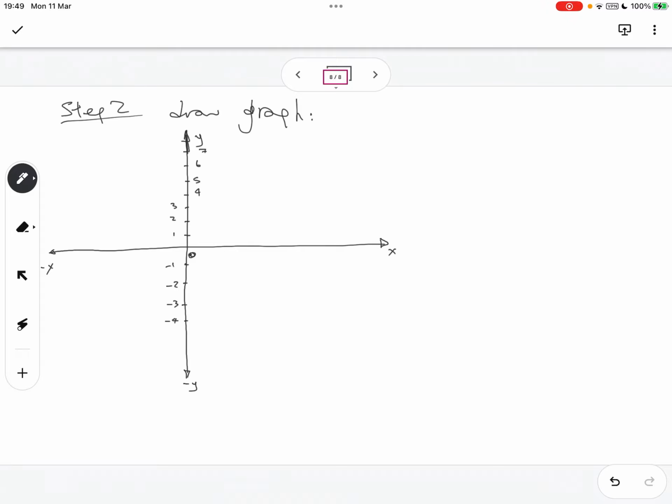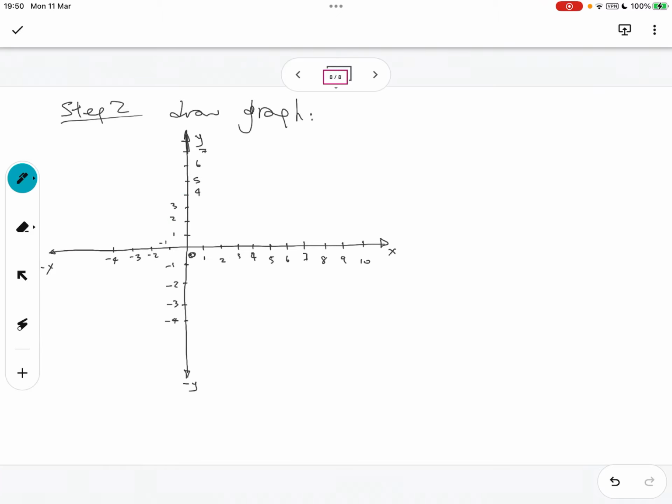-x, -y, right? Then on the x-axis we can do similar, 1, 2, 3, 4, 5, 6, 7, 8, 9, 10. I'll just stop at 10. Then we can go the other way, -1, -2, -3, -4. I'll stop there, right?